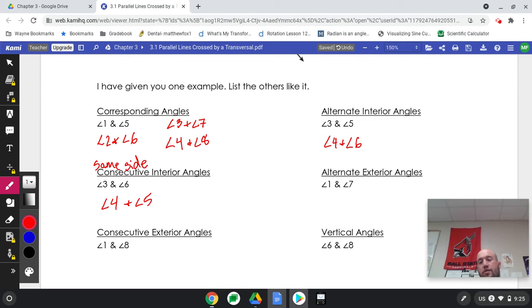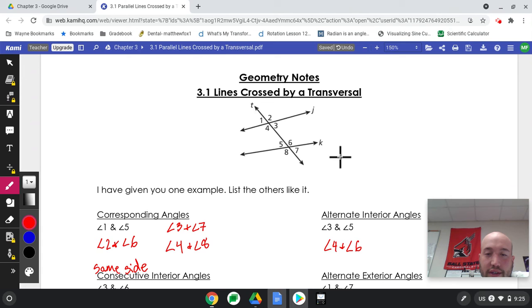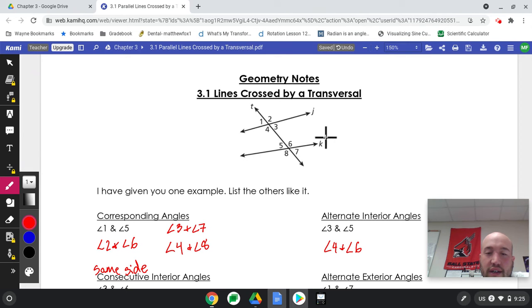Our next one, alternate exterior. That's on the outside, and they are on separate sides. For example, the example given is 1 and 7. Alternate sides of the transversal, one on the left, one on the right. And let me pause this for a second.